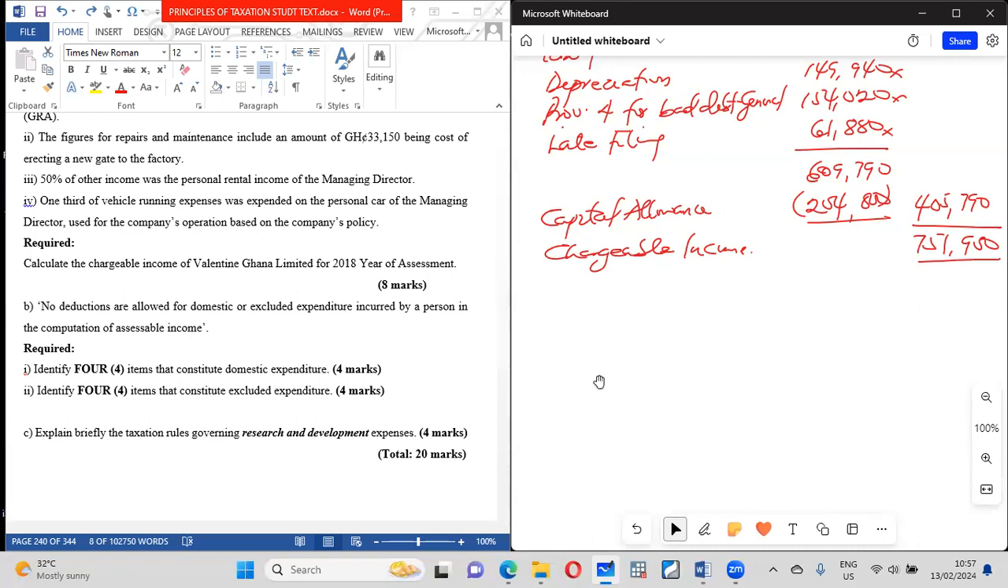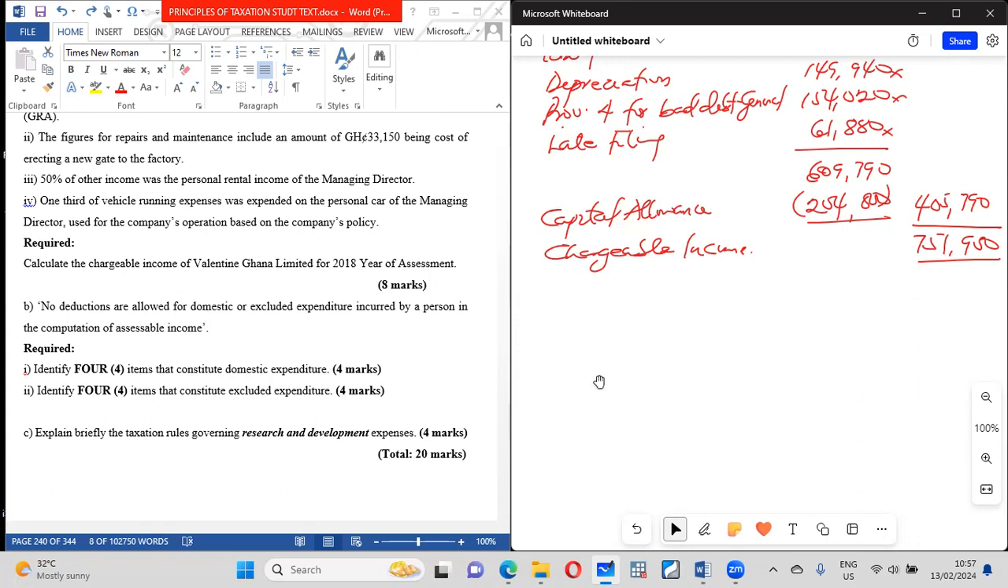But if you use the money to buy an asset, which will indirectly help you to develop your research and expenditure, that one is not part of it. Please take note of that. That doesn't mean it's a research expenditure. You bought an asset.